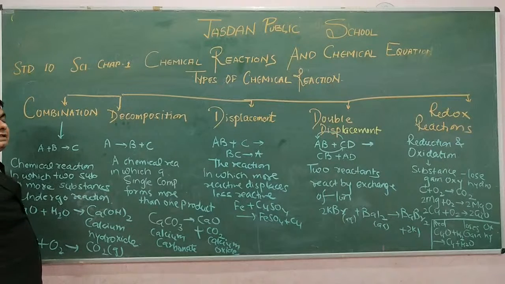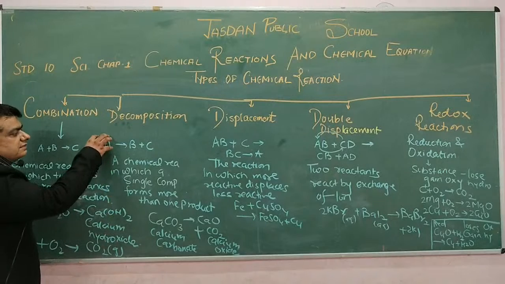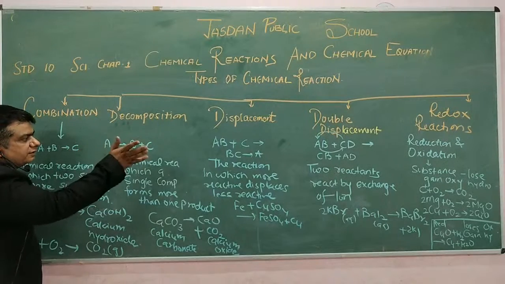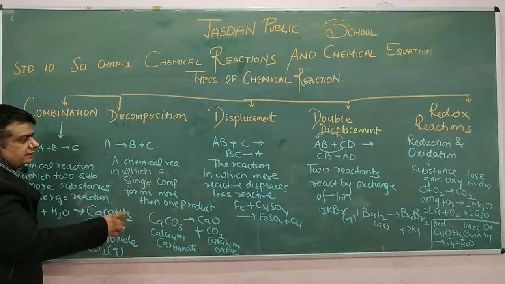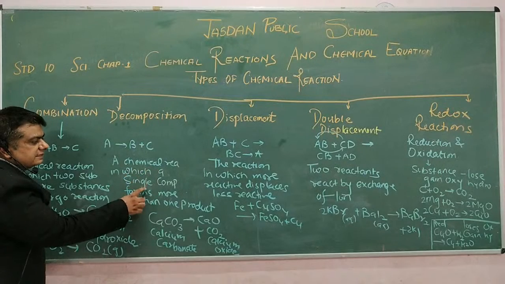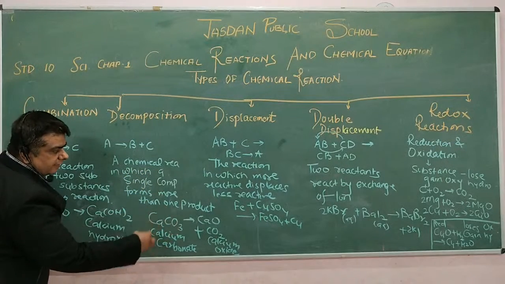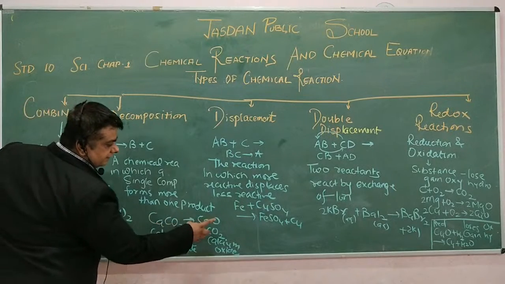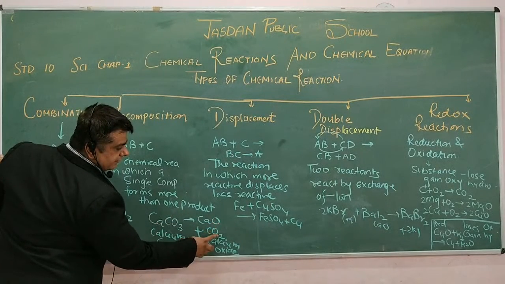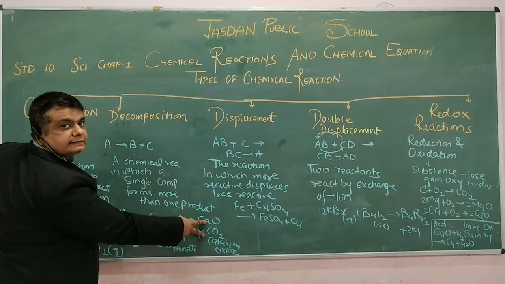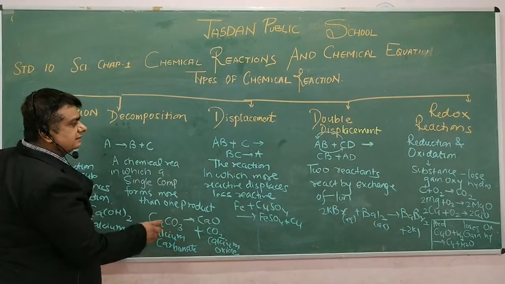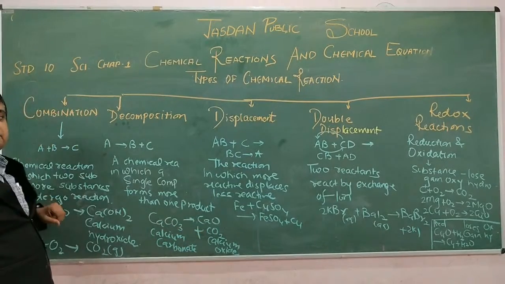Now, another one is the decomposition reaction. Suppose there is one compound, and it is splitting into two other substances. It is a chemical reaction in which a single compound forms more than one product. Here calcium carbonate gives calcium oxide plus carbon dioxide. So it is splitting into two parts. This is known as a decomposition reaction.